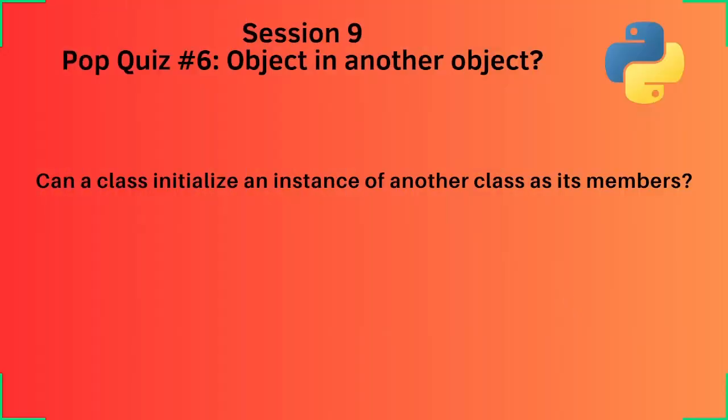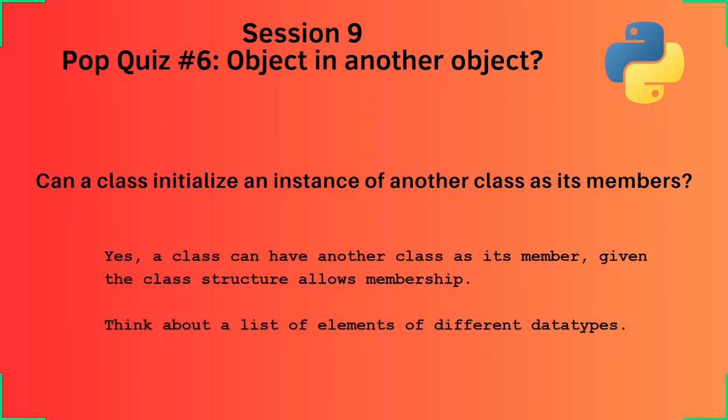Can a class initialize an instance of another class as its member? The inheritance concept, right? No, not inheritance. Two classes can be mutually exclusive, not depending on one another. And the answer here is yes. A class can have another class as its member, given the class structure allows membership. We have seen an example of this.